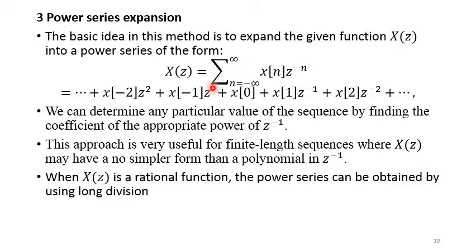Now if I expand this, because I cannot expand it from -infinity up to infinity, I say dot dot dot plus x[-2], x[-1], x[0], x[1], and so on. Once I express it like this, I can find the inverse transform by comparing the given X(z) with this one. So that's useful for finite sequences, right?